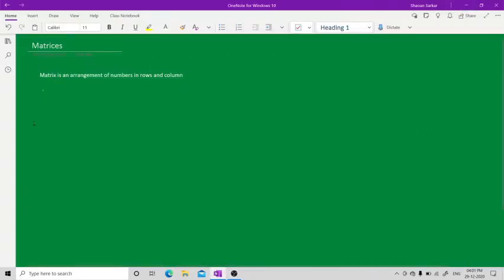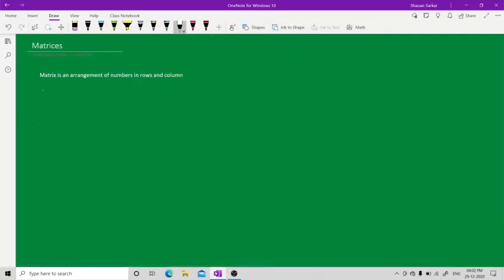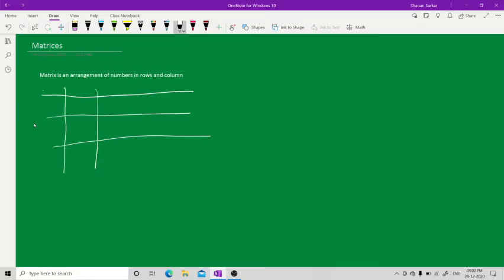Now, what is a matrix as per the syllabus? We are starting. A matrix is an arrangement of numbers in rows and columns. Now, how would you understand this row and column? Is that you draw. Now, these are your rows, and these are your columns.